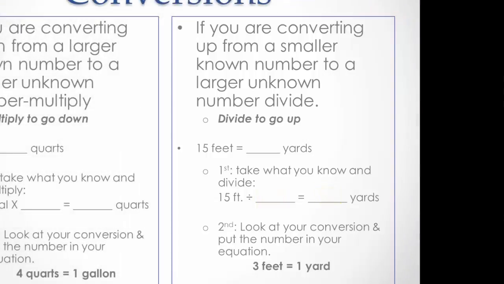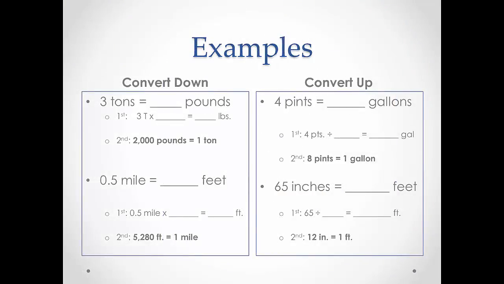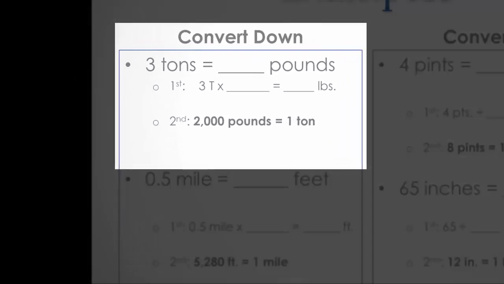Now let's look at a few more examples. On the left side, I'm going to use multiplication as I convert down. So I'm going to give you 2 examples as we convert from larger measurements down to smaller measurements. The first one is 3 tons equals some amount of pounds. So the first step is to look at my 3 tons and realize that tons is larger than pounds. So I need to convert down. That tells me I need to use multiplication.